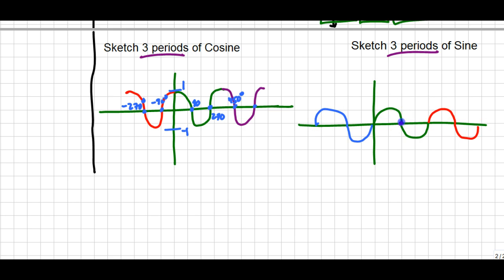Let's fill in some x-intercepts on this one as well. It's going to cross at 0 degrees, 180 degrees, and at 360 degrees. Make sure you label the y-axis as well. Anyone who knows their sine graphs would be able to tell that this is 3 periods of the sine wave.